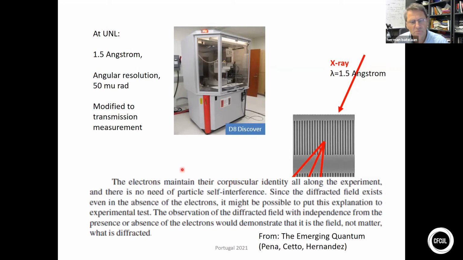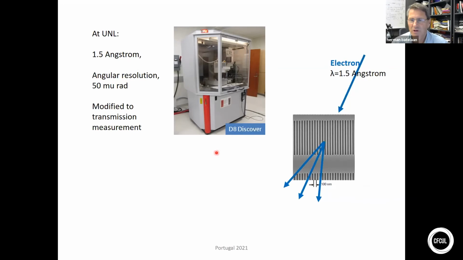The motivation for this was a quote from the book The Emerging Quantum, from de la Peña, Cetto and Valdés-Hernández: "The electrons maintain their corpuscular identity all along the experiment. There's no need for particle self-interference. Since the diffracted field exists even in the absence of the electrons, that means that vacuum field diffraction might be possible to put this explanation to experimental test. The observation of the diffracted field, independent of the presence or absence of the electrons, would demonstrate that it's the field, not matter, which is diffracted." That's an interesting statement. That was one of the motivations to look at this.